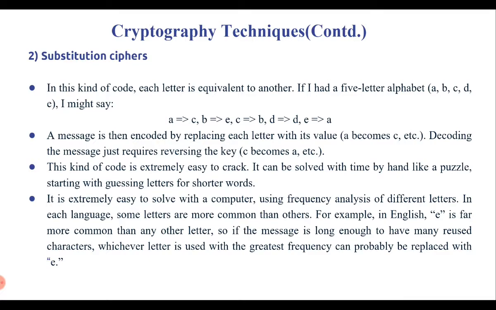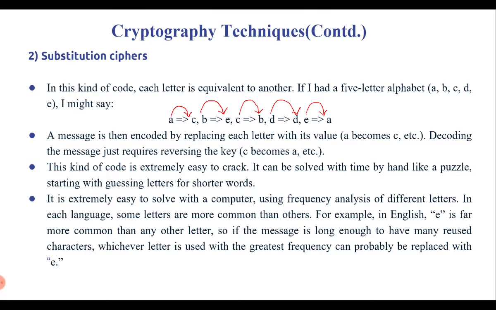So if I have a 5-letter word, let's say A, B, C, D, E, I might say A is represented as C, B is represented as E, C is represented as B, D is represented as D, and E is represented as A. So this is actually just substituting the letter that we are going to represent by some other letter or by some other alphabet.